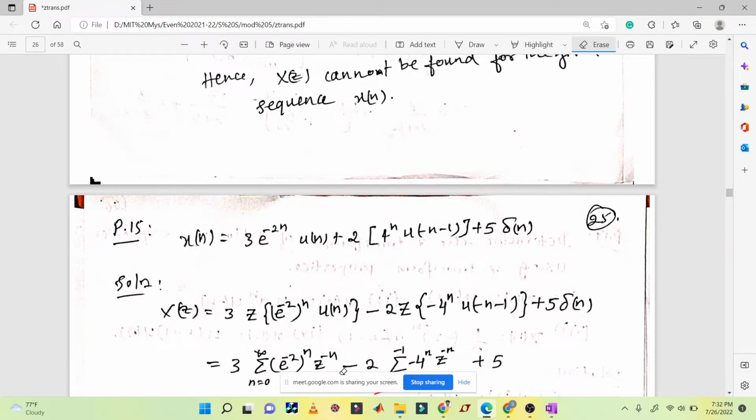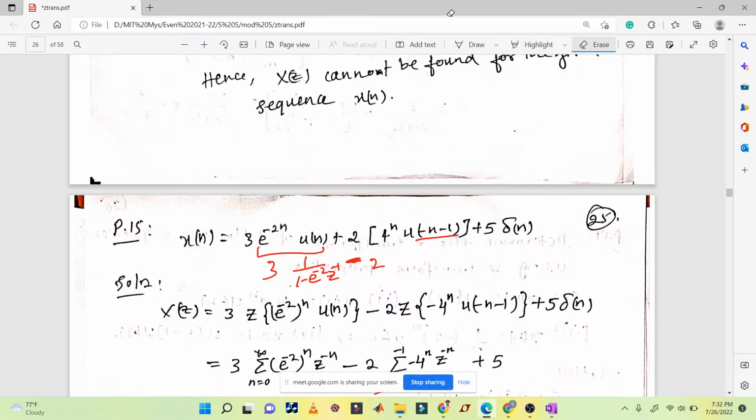Now for this one, directly I can tell the answer. This is u of n term. So 3 into 1 divided by 1 minus e to the power minus 2 z inverse. This is the answer we are going to get. Then plus 2. See, here it is plus and here it is minus and minus 1. So it will be minus 2.